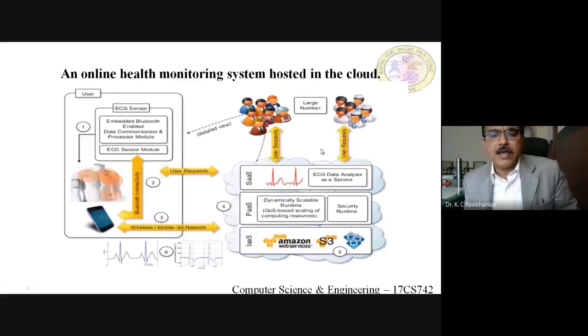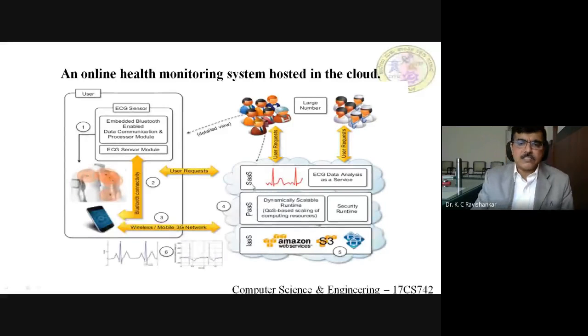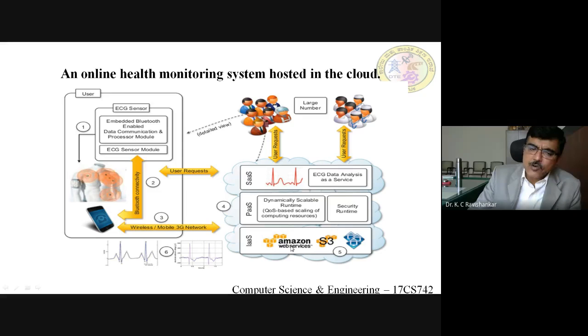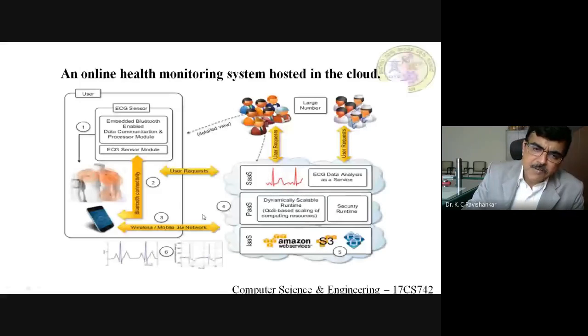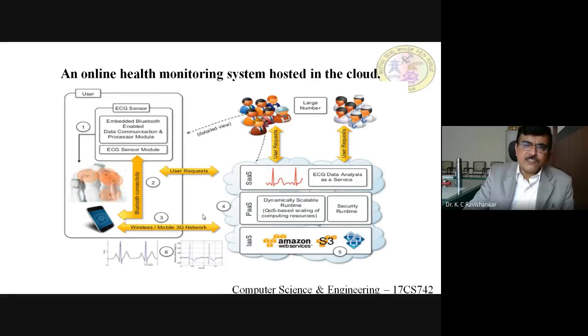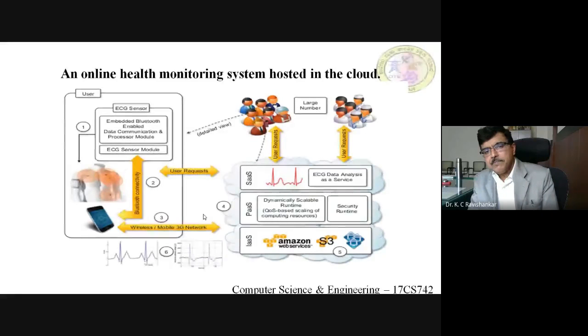The cloud has IaaS, infrastructure, platform, and software as a service, along with data as a service. There is also a dynamically scalable runtime environment, as well as a security runtime. All these things are executed on the basis of Amazon Web Services. There are a large number of users, and millions of user requests come to the cloud and will be processed. This is a self-explanatory diagram of the health monitoring system hosted on the cloud. Similarly, eSanjeevani can also be thought of as providing online consultation facilities to patients by the doctors.